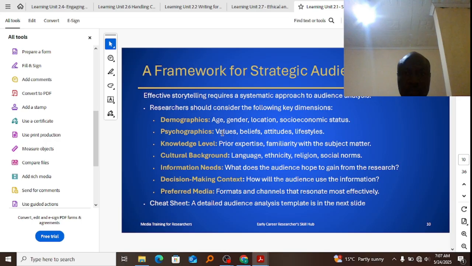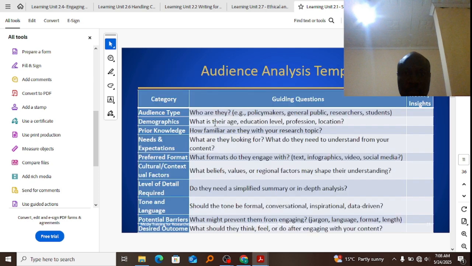Then a framework for strategic audience analysis. Effective storytelling requires a systematic approach to audience analysis. Researchers should consider the following key dimensions: demographics, psychographics, knowledge level, cultural background, information needs, decision-making context, and preferred media. Cheat sheet, a detailed audience analysis template is in the next slide.